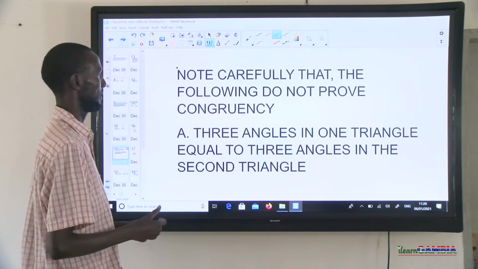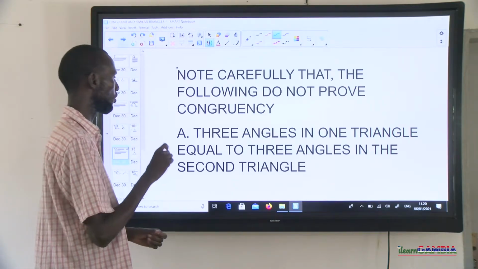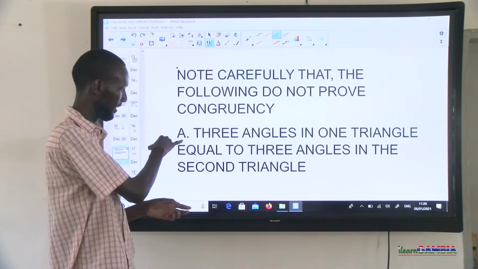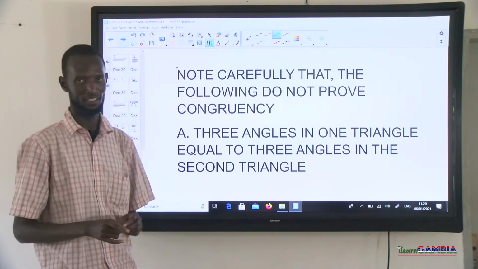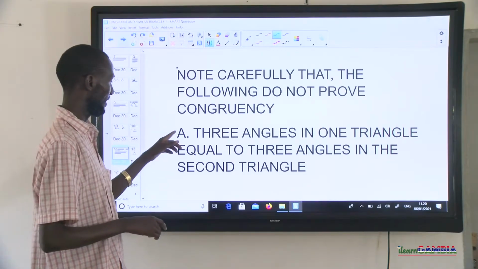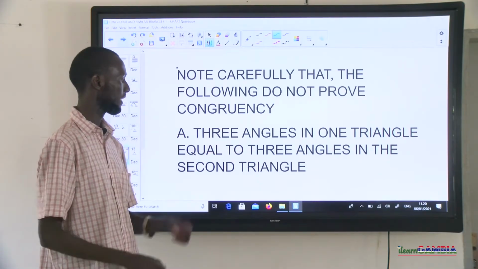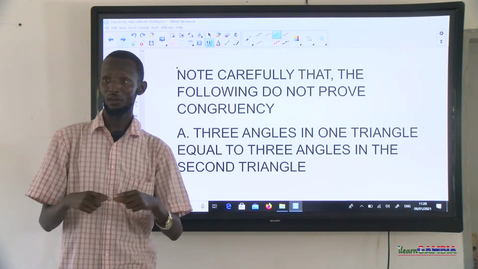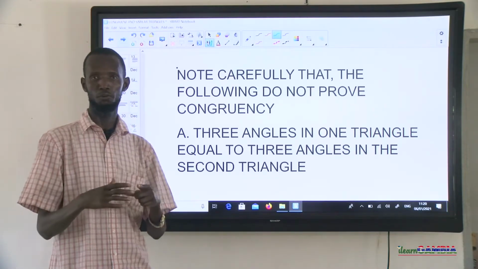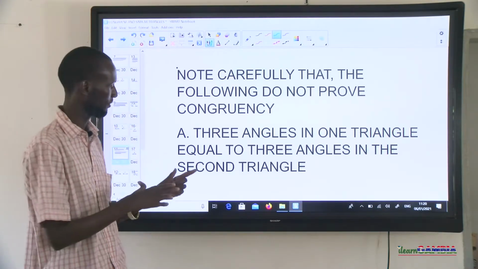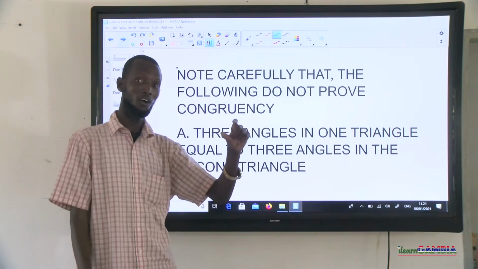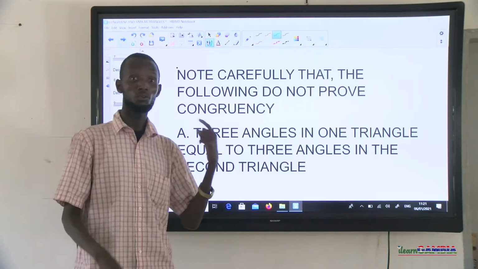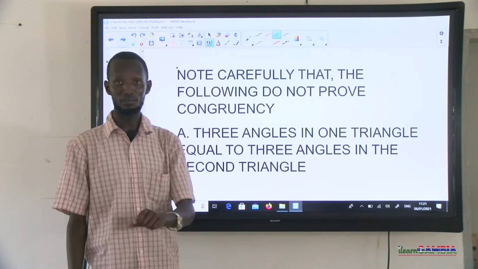Now note carefully that the following do not prove congruency. Alright? Now we should note that these conditions here do not prove congruency. A. Three angles in one triangle equal to three angles in the second triangle. Now that alone is not enough to prove congruency. Just because the three angles of one triangle are all equal to three angles of a second triangle, only that quality alone does not prove congruency. You need more than that, okay?